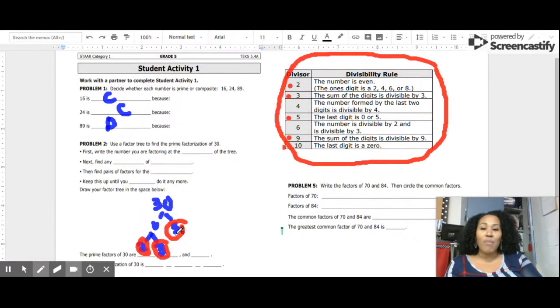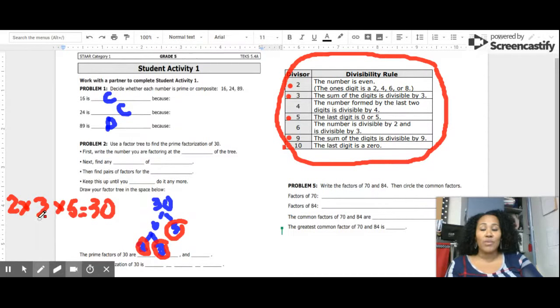Now that I have all my prime factors for the number 30, prime factorization means that I am now going to take those prime factors and put them in a number sentence. So 2 times 3 times 5 equals 30. No matter which way I go, 2 times 3 equals 6. 6 times 5 is 30.